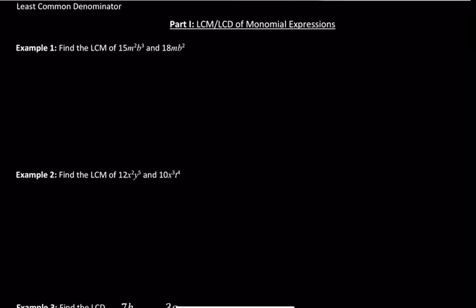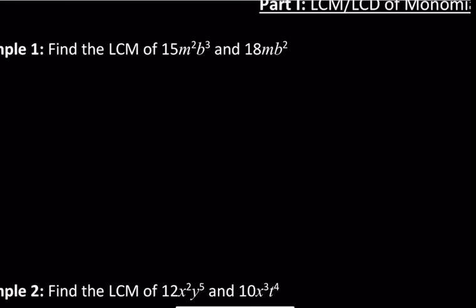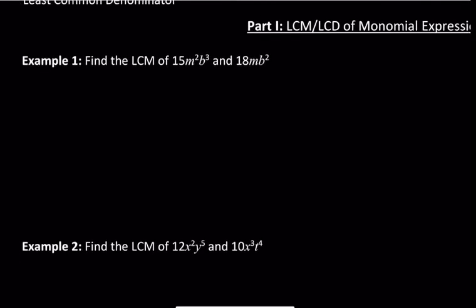So example 1, we're going to find the LCM, which stands for least common multiple. Let's get down to business. We're going to find the least common multiple of 15m squared and 18mb squared. Let's not worry about those exponents yet. Let's focus in on those coefficients for right now. So we've got 15 and we have 18.